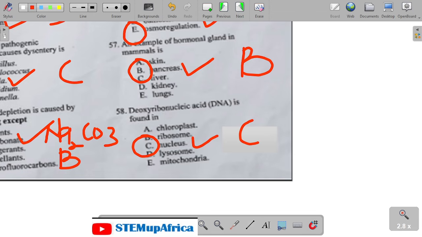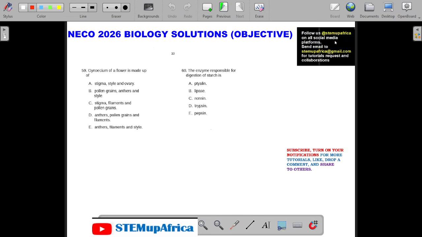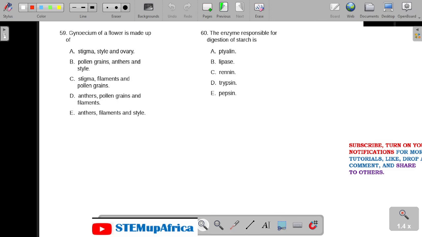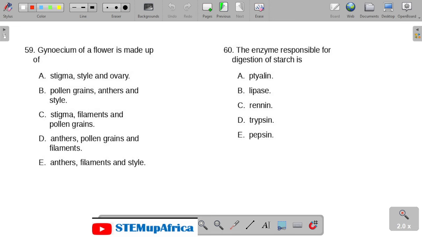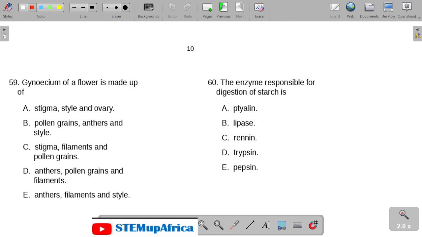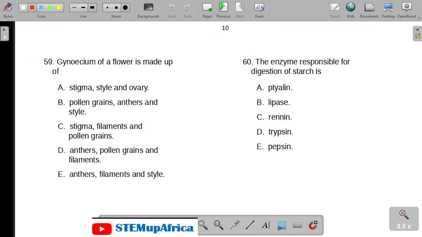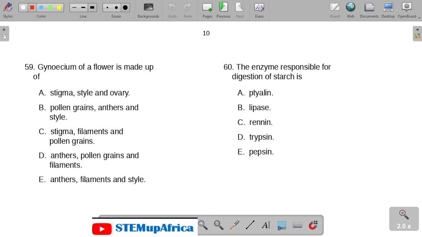Then we have the last two, 59 and 60. Let's see what they have. See, gynoecium of a flower. Gynoecium of a flower is made up of the stigma, the style, and the ovary. Stigma, style, and the ovary, which is option A. Then question 60, which is the very last question.